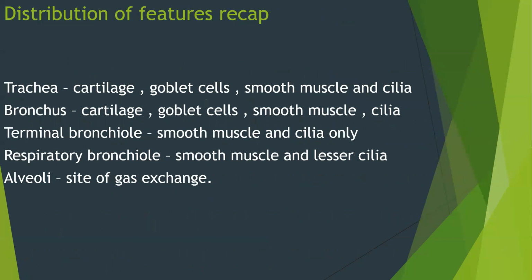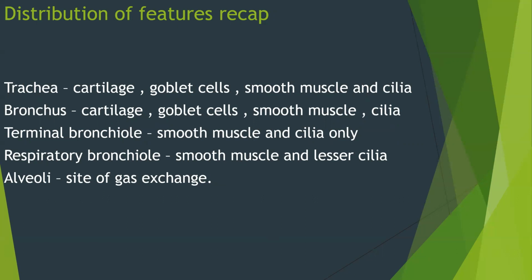Now let's have a recap of the distribution of features. The trachea contains C-shaped rings of cartilage, goblet cells, smooth muscle, mucous glands and cilia. The bronchus contains irregular chunks or blocks of cartilage, goblet cells, smooth muscle, and cilia.